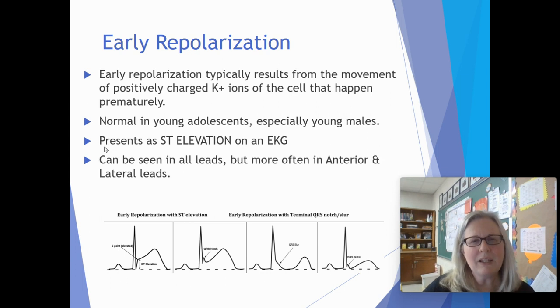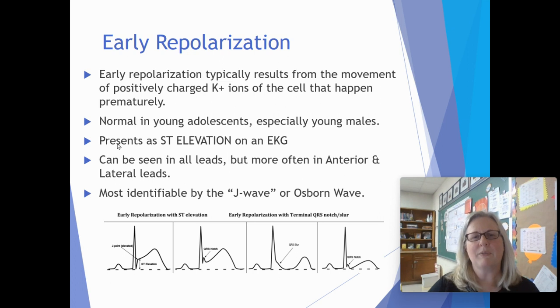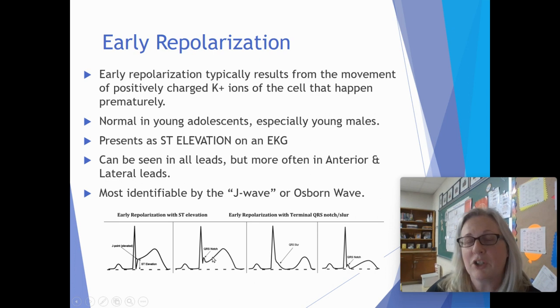Okay, it's typically seen in all the leads, but more often in the anterior and lateral leads for the early repol. It's also called a J wave or Osborn wave. And it's this little bloop. It's really kind of a cool looking thing. It's this little badoop badoop right there. Yes, that's a scientific term, badoop badoop.